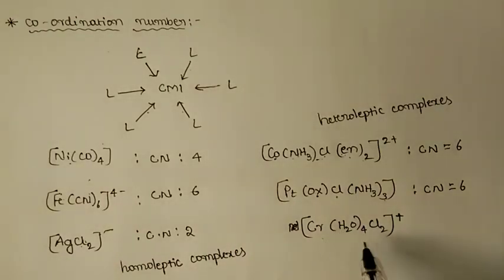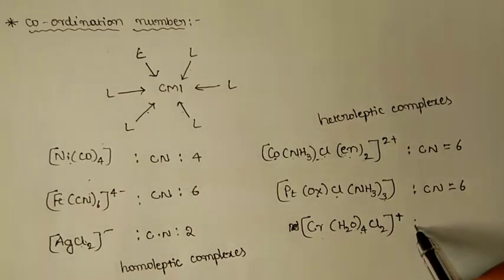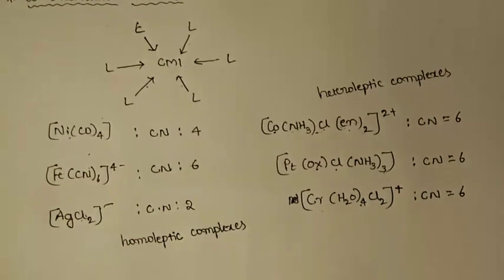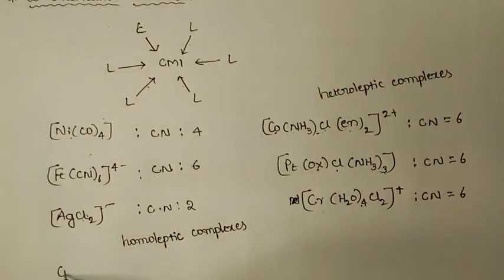Here also there is H2O, aqua, a monodentate ligand, and chloro, once again a monodentate ligand. So 4 plus 2, totally 6. So here also the coordination number is 6. One last example let me give you: Cu, NH3 4 times with 2 positive charge.